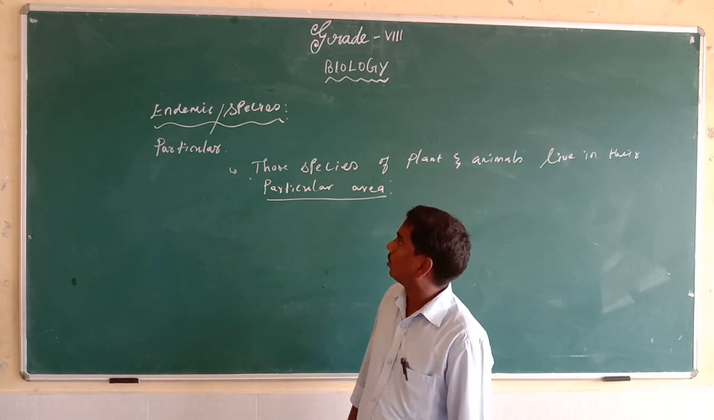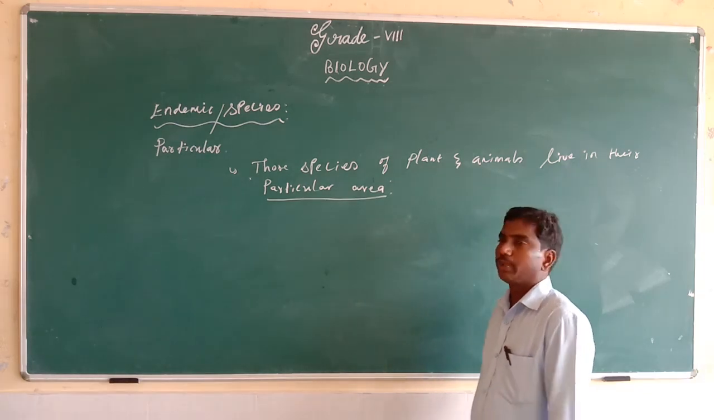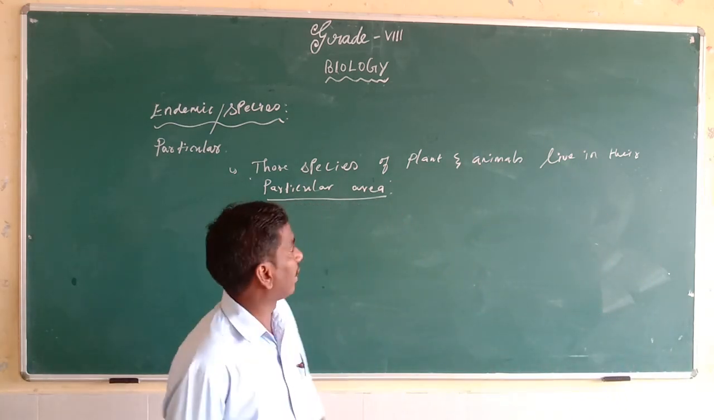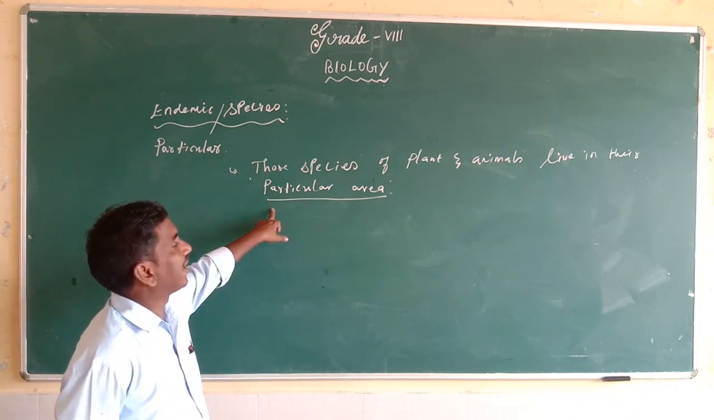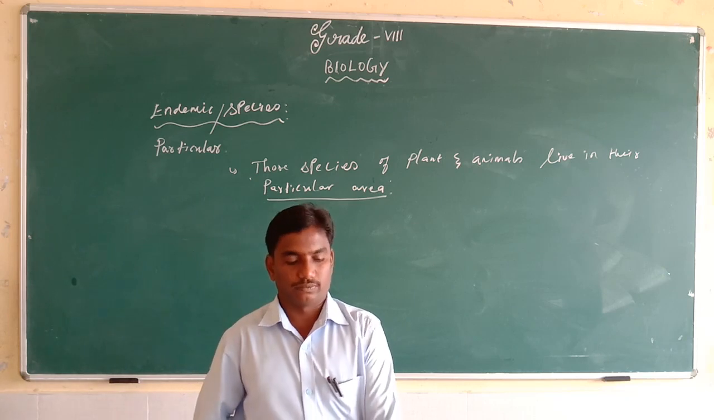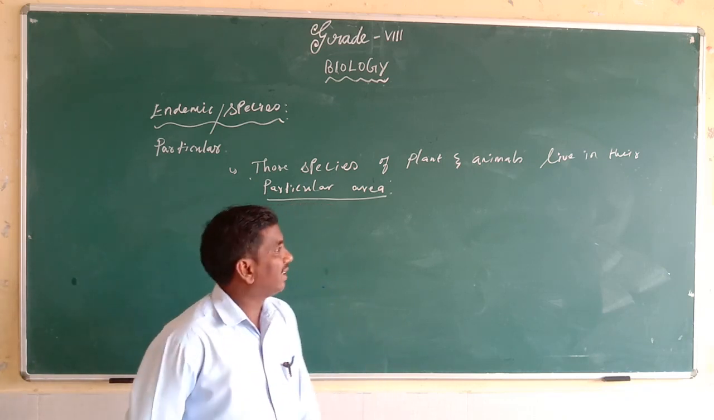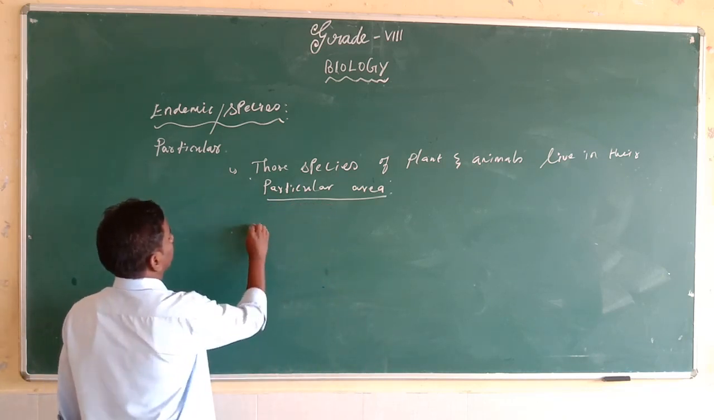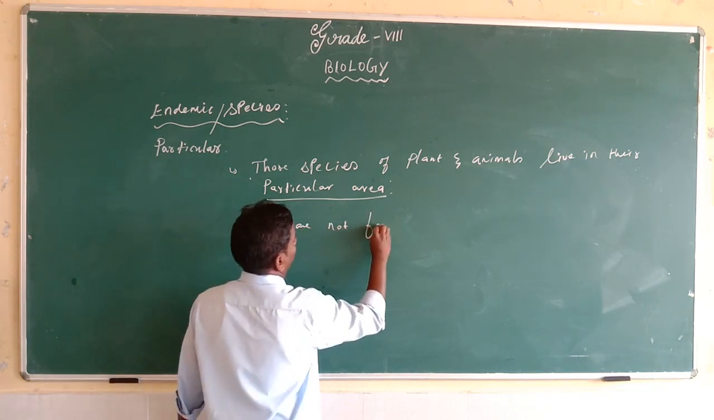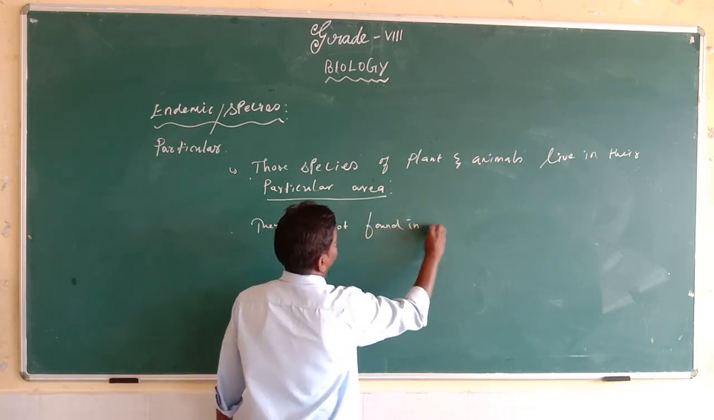So endemic species means those species of plants as well as animals that live exclusively in that particular area. They are not found anywhere else.